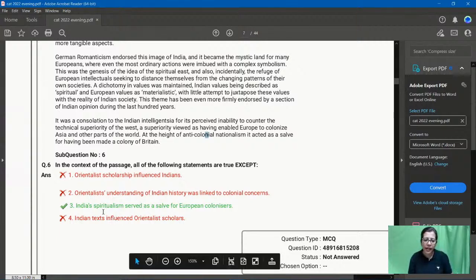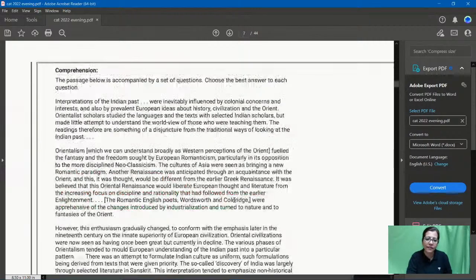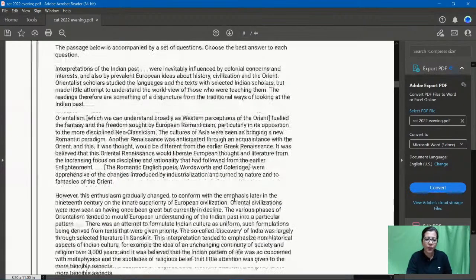So what does 3 say? India's spiritualism served as a salve for European colonizers. No, it served as a salve for the Indian people who had been colonized and had bruises in their hearts. The ego was bruised and they were feeling hurt about it. So definitely this is out, and here we applied the attractive word trap, because I remembered salve was given in the last paragraph. So this question, which we had otherwise expected to be tough, turned out to be very, very easy. We go down to the next one.